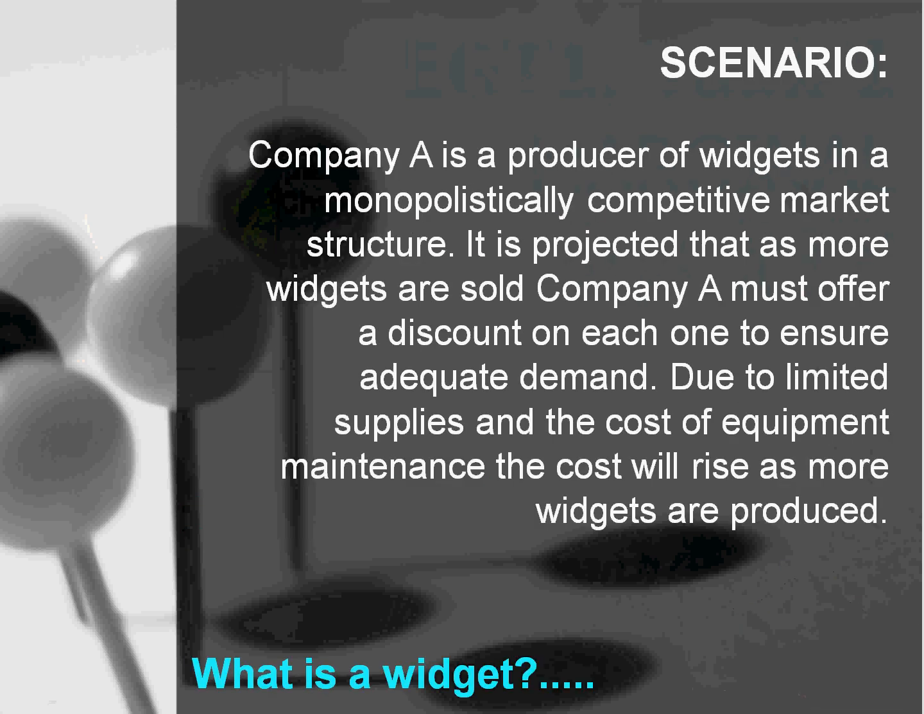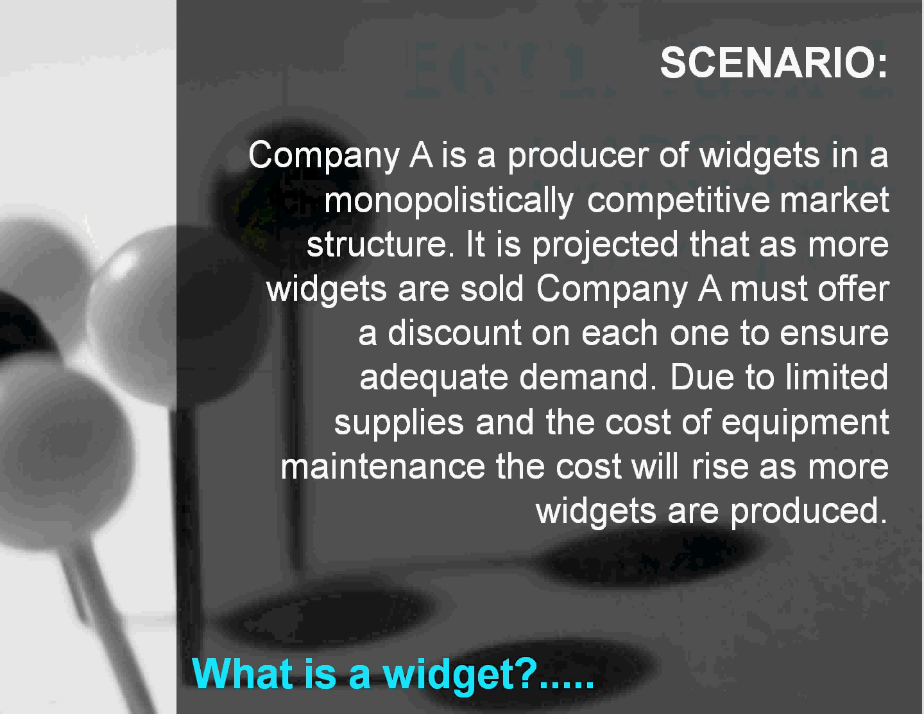The scenario that is given for Task 1 is the following. Company A is a producer of widgets in a monopolistically competitive market. It is projected that as more widgets are sold, Company A must offer a discount on each one in order to ensure adequate demand. Due to limited supplies and the cost of equipment maintenance, the cost will rise as more widgets are produced.